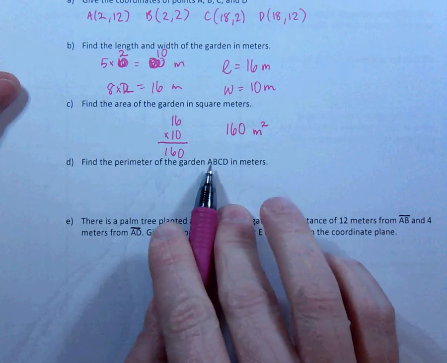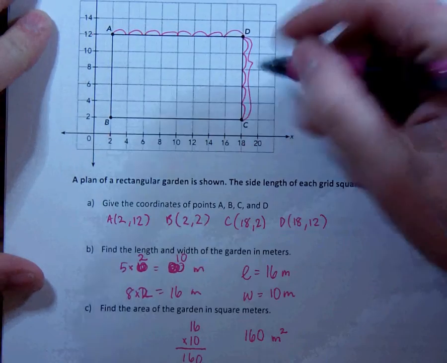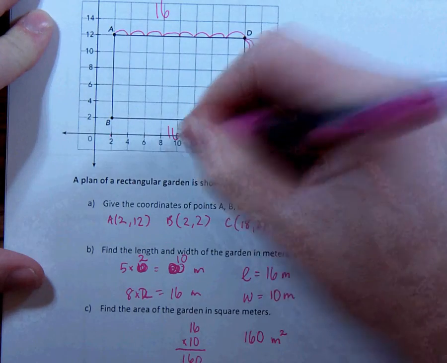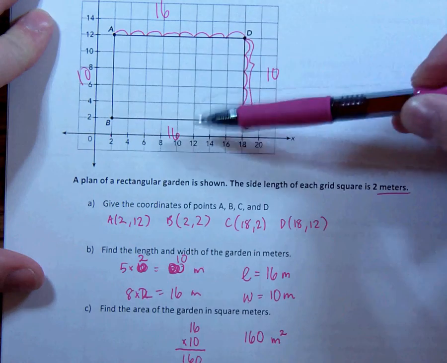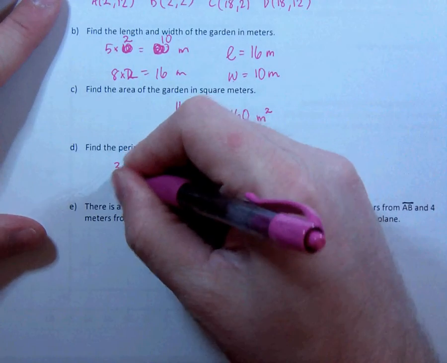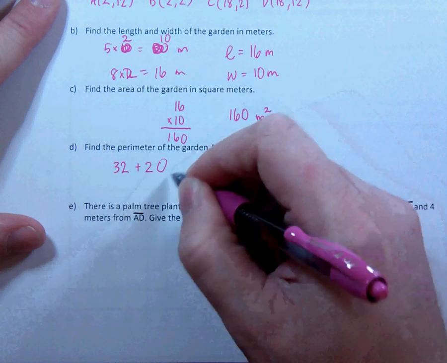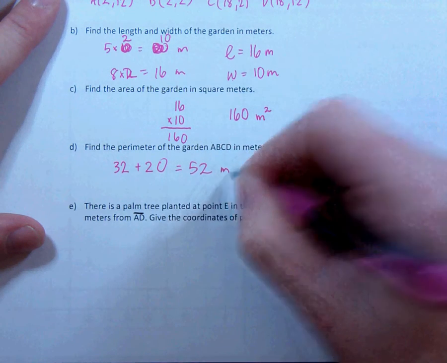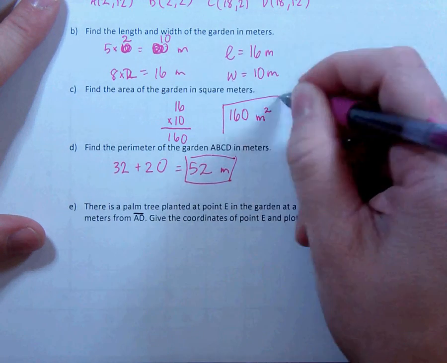Find the perimeter of the garden. So let's go back to this. Remember, this is 10, this is 16, so this is 16, and this is 10 over here. So basically it's 16 times 2 plus 10 times 2. So 16 times 2 is 32, plus 10 times 2, which is 20. So this is equal to 52 meters. So the perimeter of the garden is 52 meters. The area is 160 meters squared.